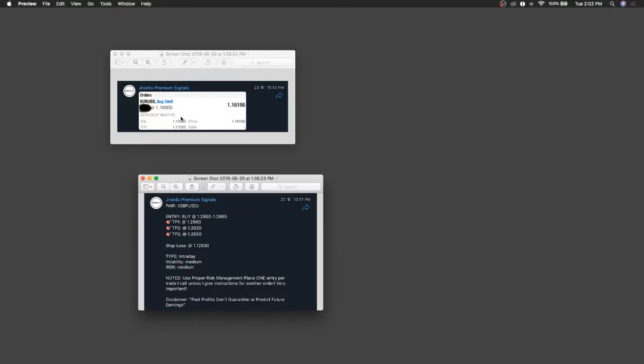I had my stop loss at 1.1530, which is 70 pips away, and I had my take profit set at 1.1750, which is 150 pips away. So that's a 1 to 2 risk to reward ratio.